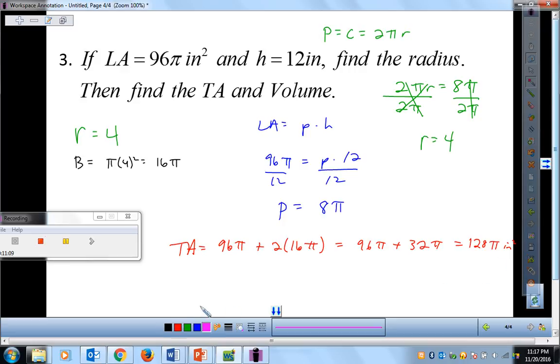With the volume now, area of base, 16 pi, times the height's given to us here. So I end up having 16 pi times 12, and using your calculator as always, multiply that out, you get 192 pi. This is volume now, inches cubed.